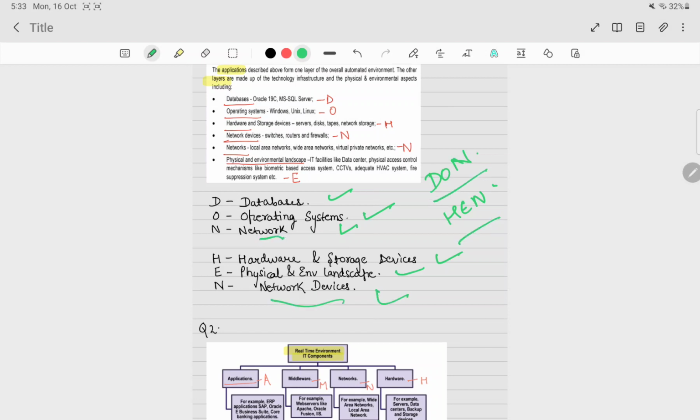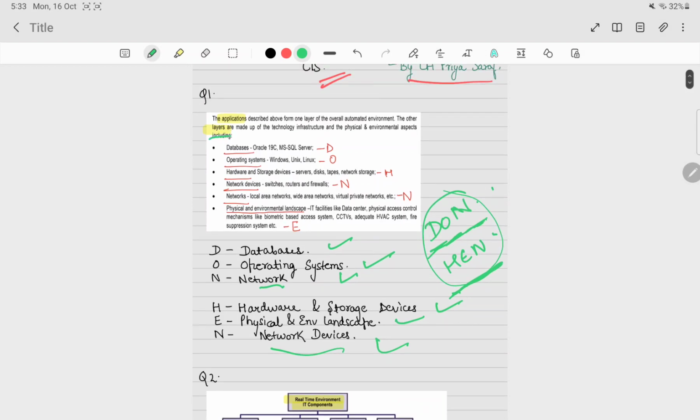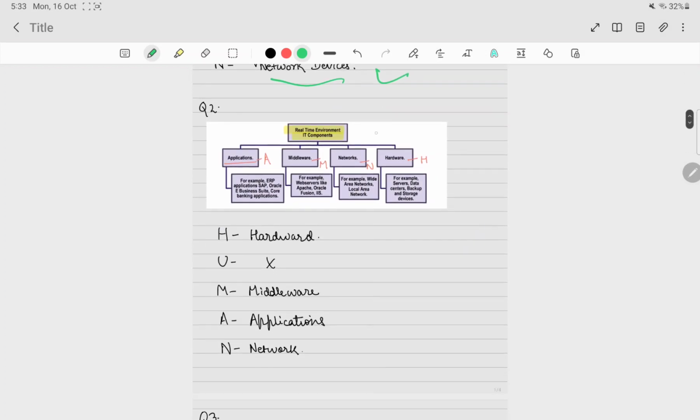So from don, hen, just repeat after me. From D it is databases, from O it is operating systems, from N it is network, again N here it will be network devices, E will be environmental landscapes, and H will be hardware and storage devices. So from don, hen we can remember the layers of applications. What is the memory trick? Don, hen.